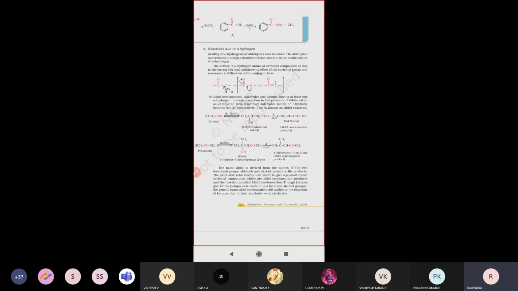Next one, the fourth chemical property. It is very, very important. This is called aldol condensation, or we can also call it the aldol reaction. It is a very, very important named reaction, and the mechanism is also presented for that.